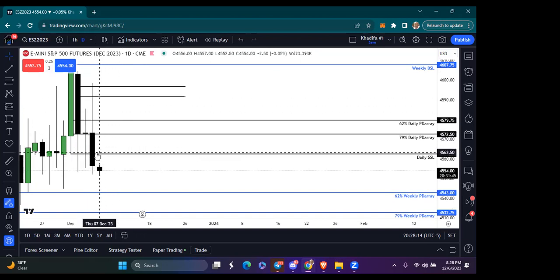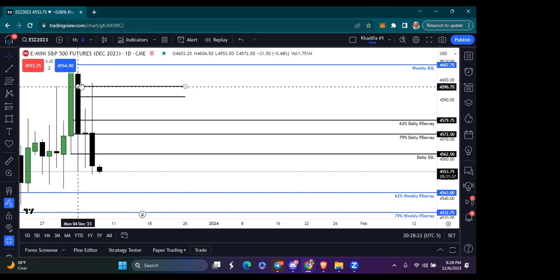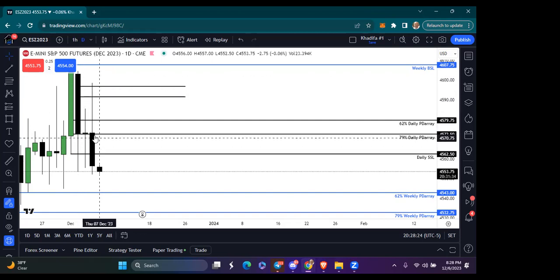Now we see today price reach back up into Monday's premium price levels, right? These are the 62 and 79% levels of Monday's price range, right? Price pulled back up into there today with news, and then we aggressively sold off to the downside, right?